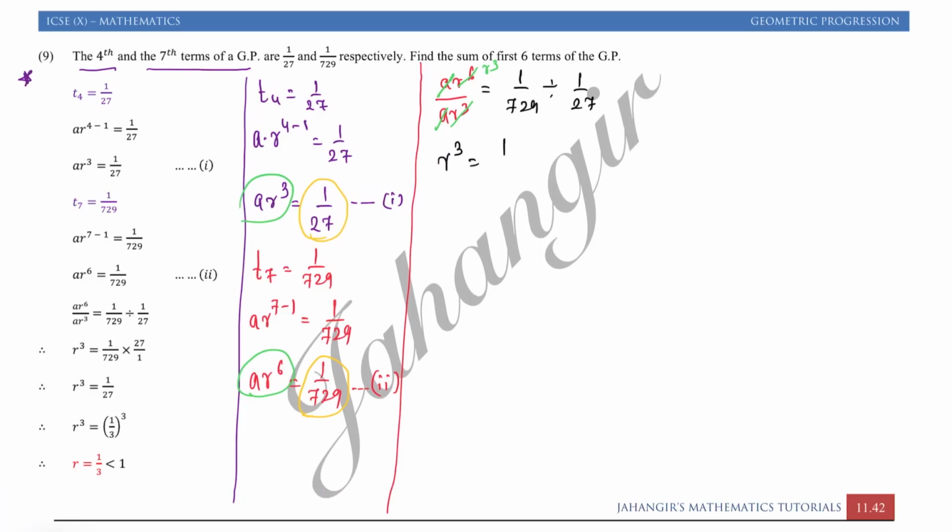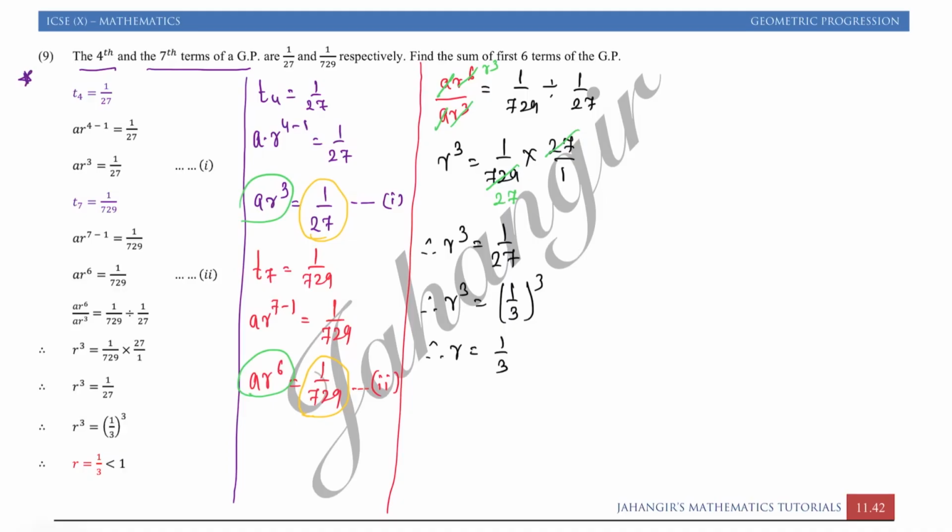R cube is equal to 1 upon 729 into 27 upon 1. Cancelling out, 27 into 27 is 729. So therefore we will get R cube is equal to 1 by 27. So R cube is equal to 1 upon 3 cube. So therefore R is equal to 1 by 3.